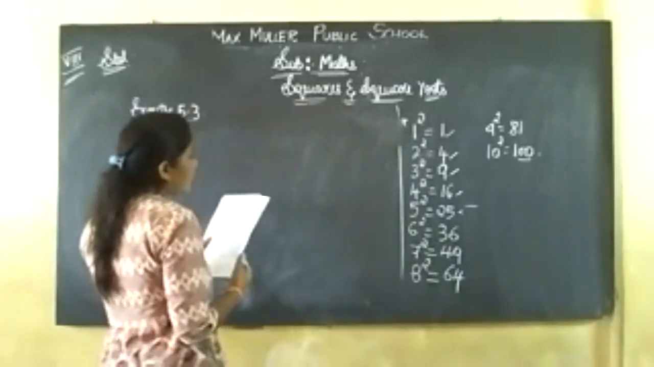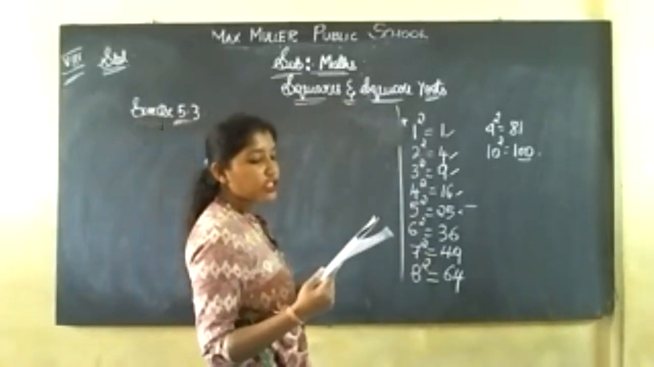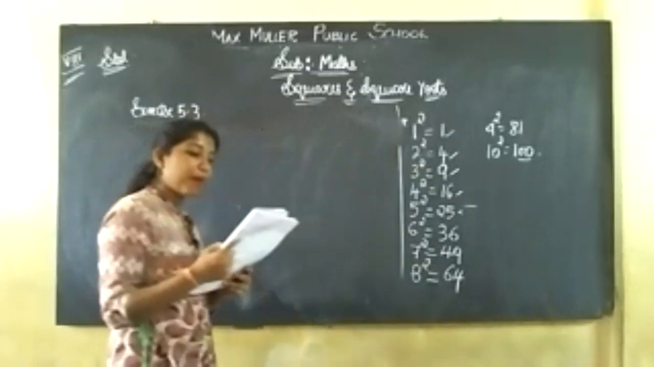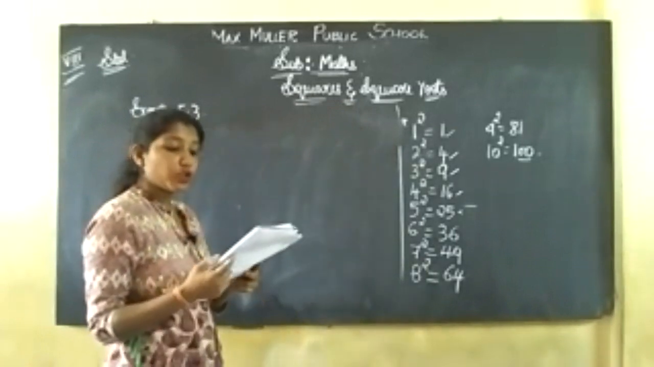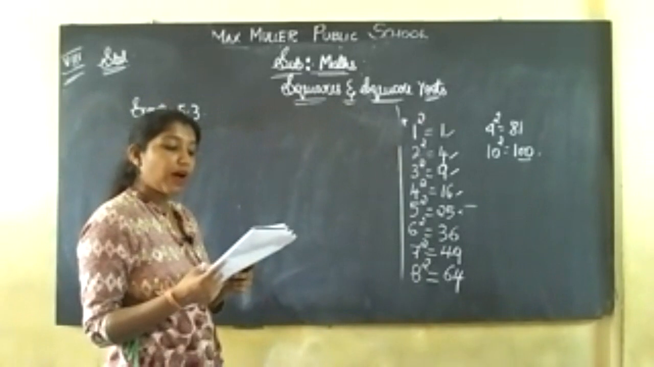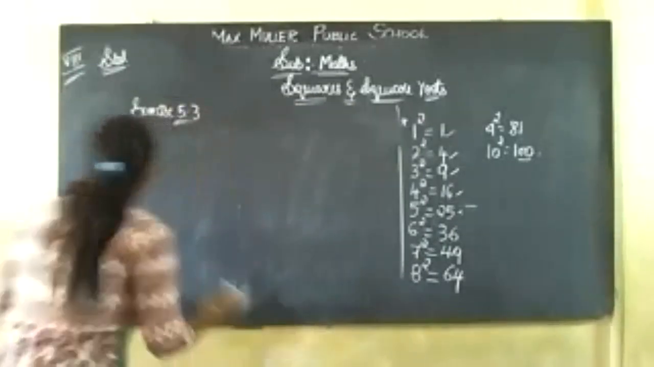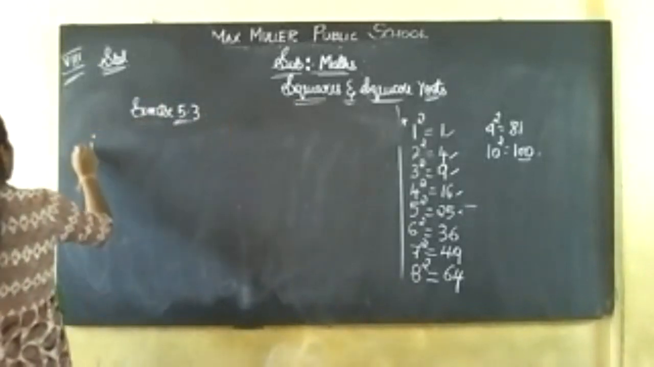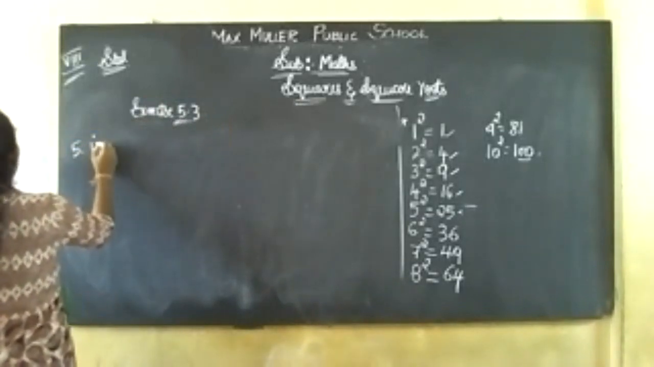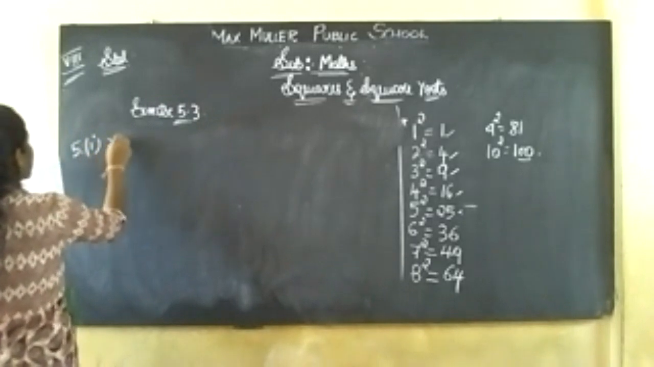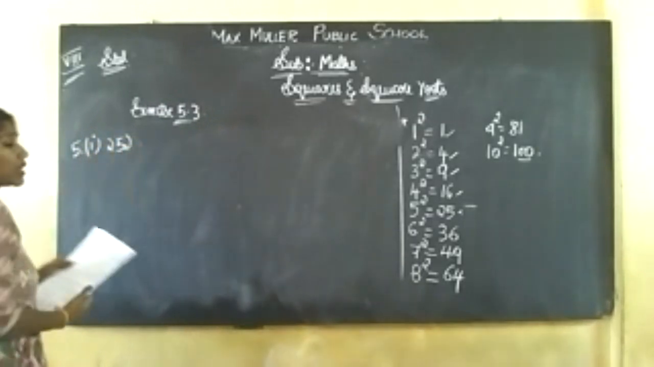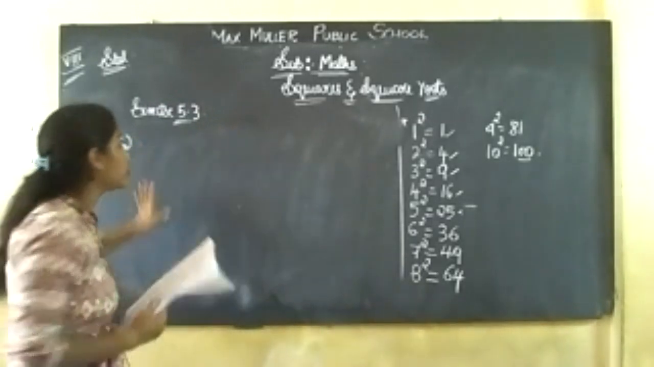Now, for each of the following numbers, find the smallest whole number by which it should be multiplied so as to get a perfect square number. Also find square roots of the square numbers so obtained. See, the first problem, the number given is 252. How will you solve this 252?